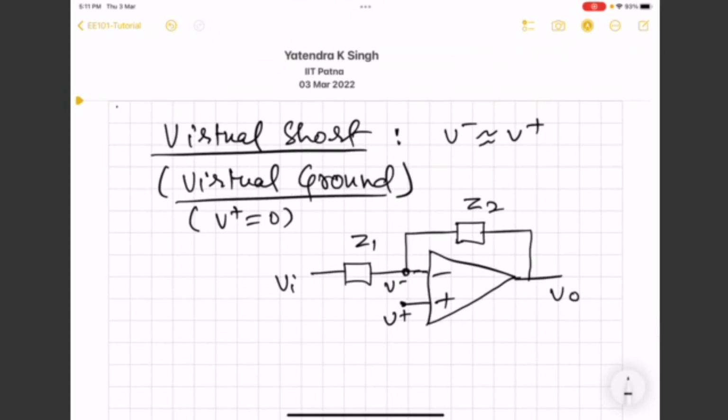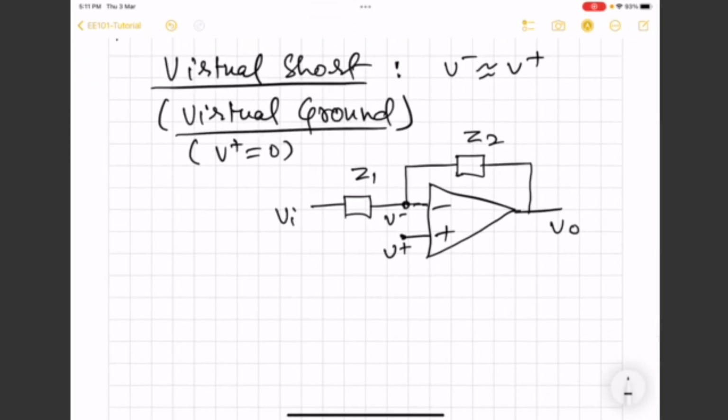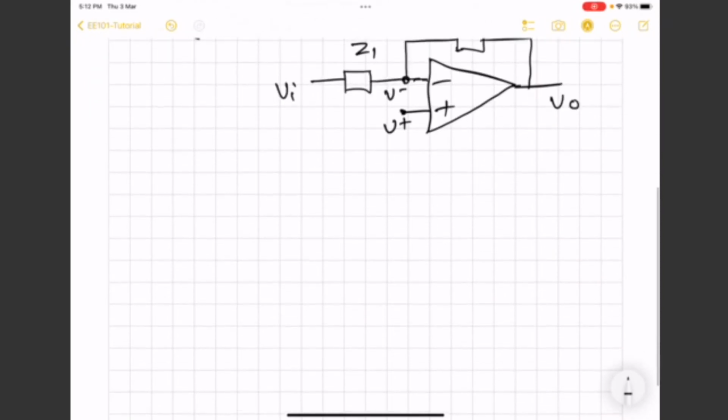So can you point out what the key requirements are for this to happen? We will try to relate these two voltages, and then we will see what happens when we impose certain conditions, for example, a very high open loop gain for the op-amp. The op-amp is characterized by various parameters, and one of the important parameters is called open loop gain.